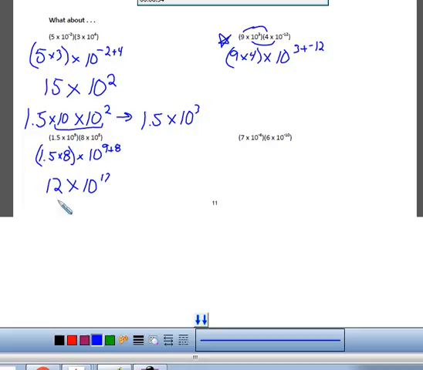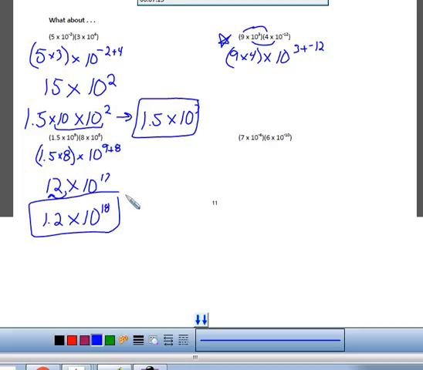Okay, you might be saying, well, yep, I recognize this number is bigger than 10, so I'm going to move the decimal over 1, and when I do that, I get 1.2 times 10 to the, what is the exponent? It is 18. And the last one, maybe I should put a box around these, on page 11.